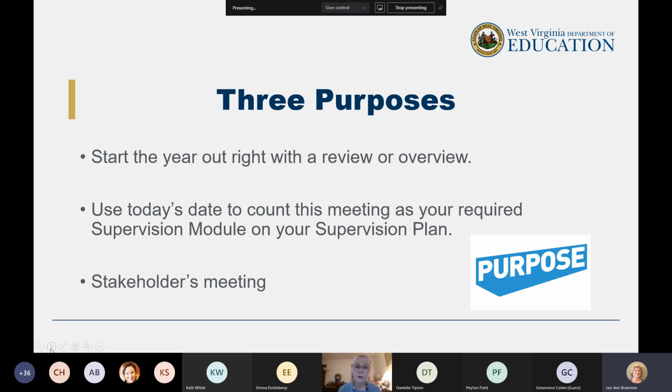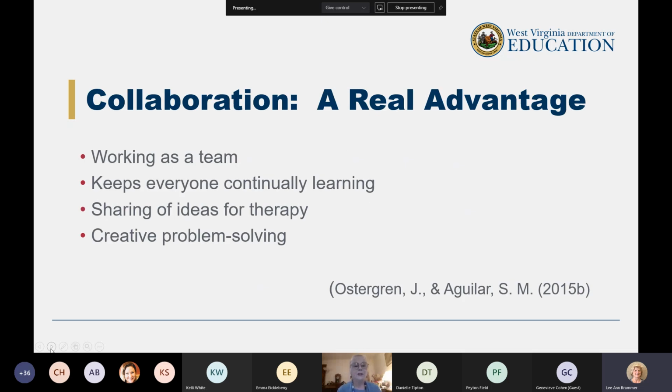This is also a stakeholders meeting because we have made some changes to the guidance document. We want to review those with you and we want your feedback. So you are a stakeholder since you are the ones who do this day to day. So let's go to the next thing and let's just talk about the real advantages of this relationship.